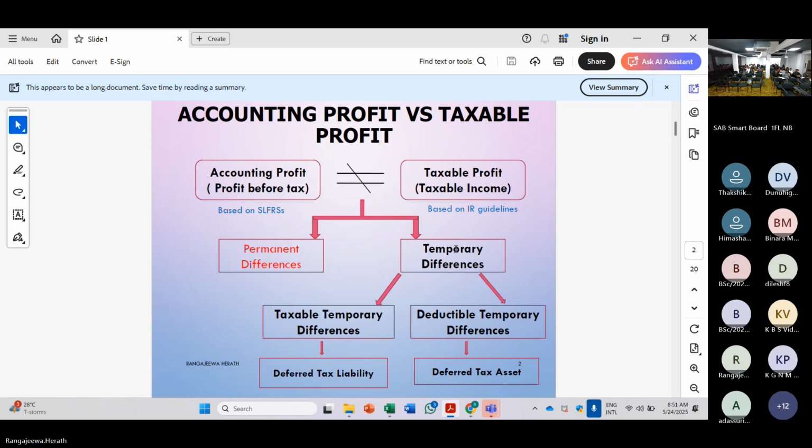Right? So under deferred tax adjustment, what we do, we identify there's a 20 million difference in accounting profit and taxable profit. Now we are paying lower tax, but you have to pay higher tax in the future, temporary difference. So this 20 million we call taxable temporary difference.